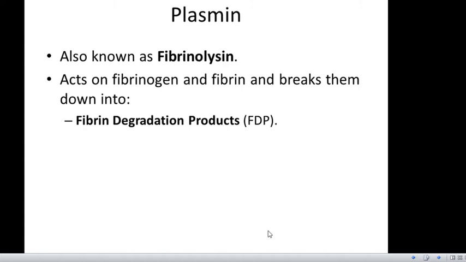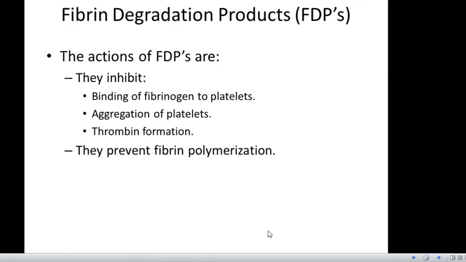The FDPs oppose hemostasis. In other words, they promote bleeding. The actions of FDPs are they inhibit binding of fibrinogen to platelets, aggregation of platelets, and thrombin formation. In addition, they also prevent fibrin polymerization.